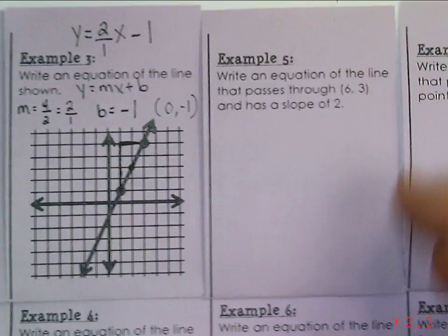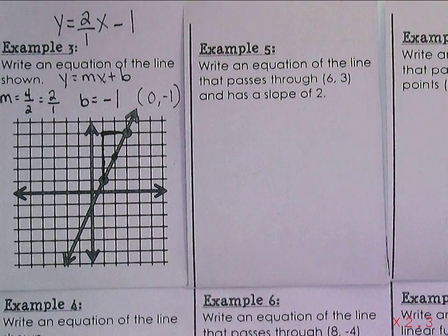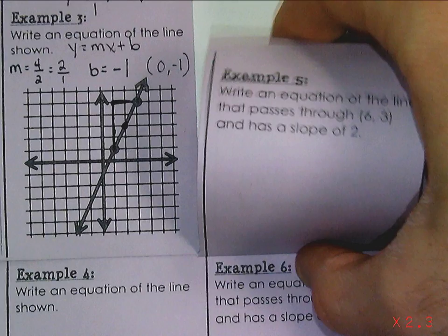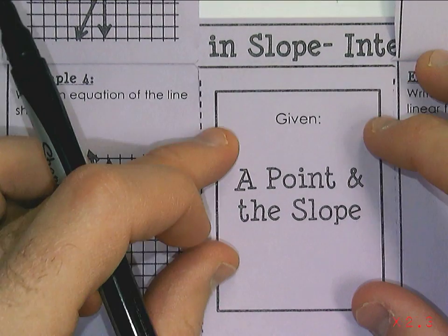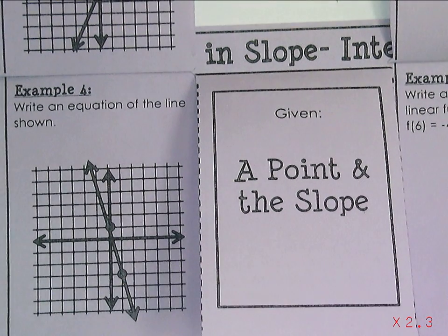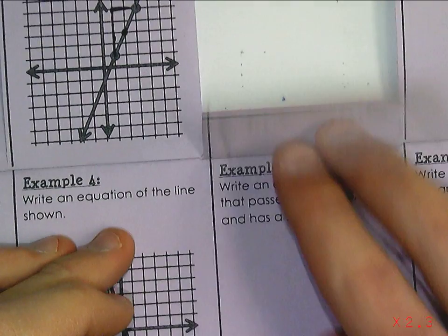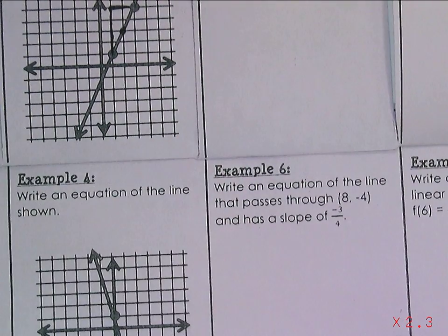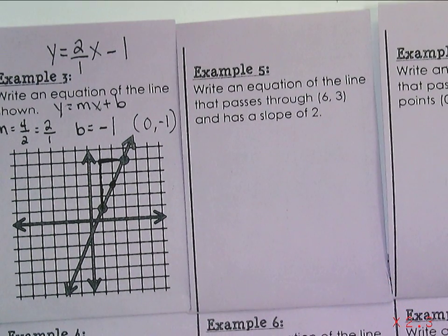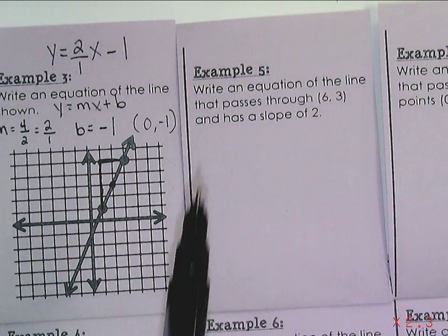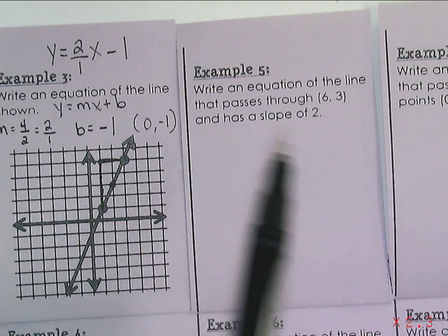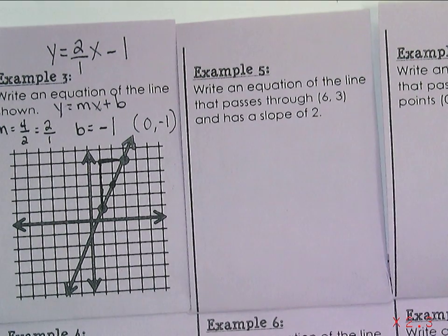Okay, so the next couple of examples are where it's going to get a little bit trickier. This one, we will be given a point and the slope. Now there are 2 different ways you can do this, and I'll show you both ways. I'm going to do this one on a bigger piece of paper since I'm going to need a little bit more room. What it says is write an equation of the line that passes through the point 6, 3 and has a slope of 2. I'm just going to take the foldable out now and get my other paper.